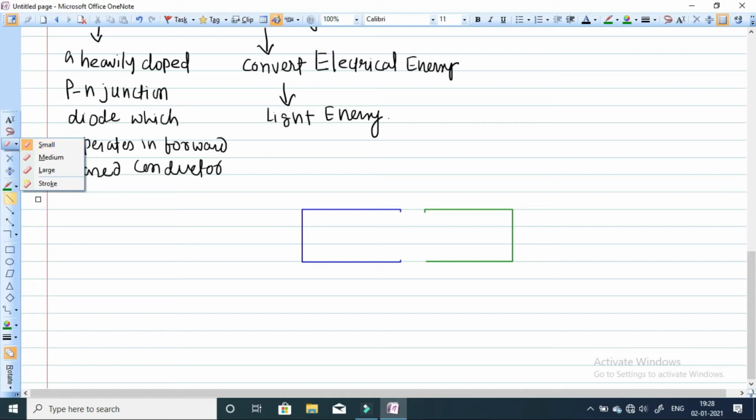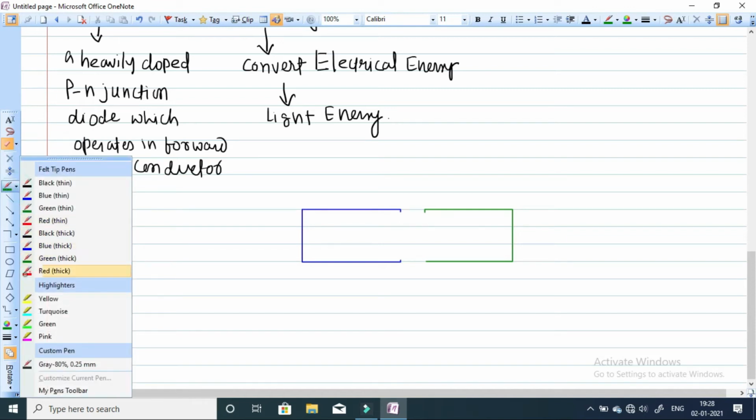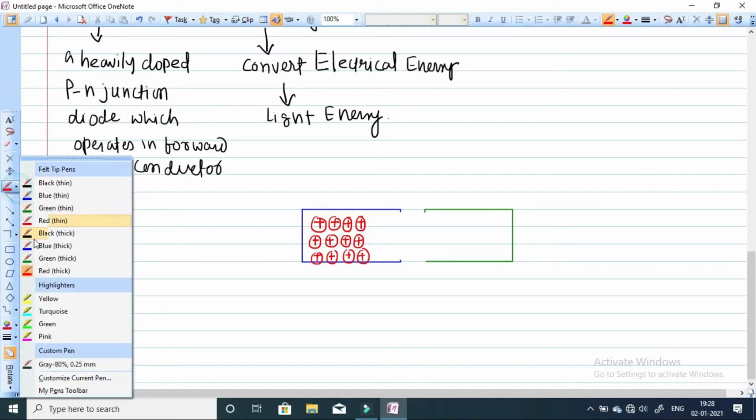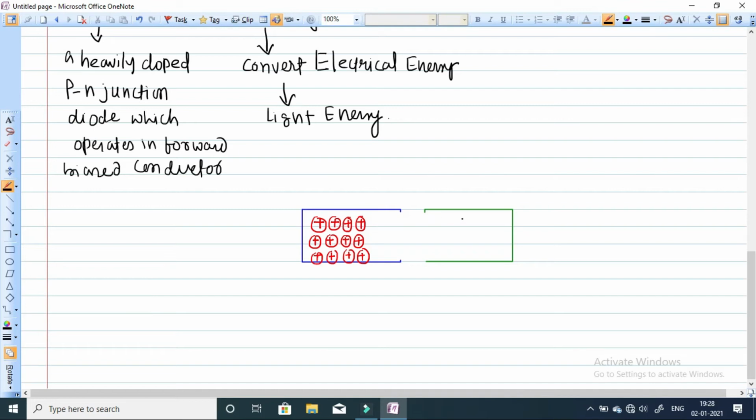Now in the p type semiconductor, which is heavily doped, these are the holes, which are the majority charge carriers in p type, and these are the electrons. In n type semiconductor, electrons are the majority charge carriers. This is our p type semiconductor, and this is your n type. It is heavily doped. Now we are forward biasing.